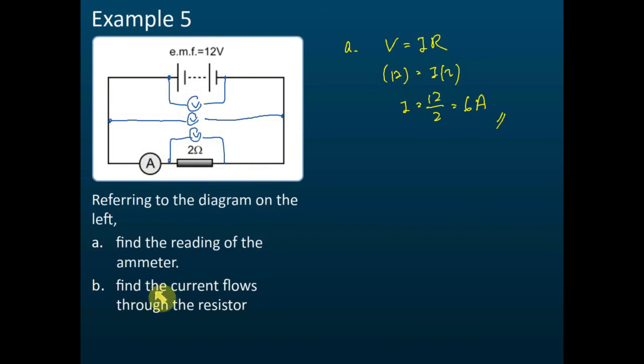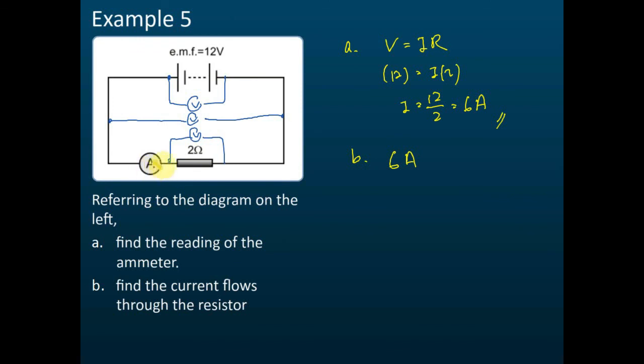Then they want us to find the current that flows through the resistor. So what do you all think? The reading of the ammeter is 6 ampere. So what's the current that flows through the resistor? 6 ampere? Yes, that's correct. Why? Because for a series circuit, from the beginning to the end, the current will be the same. If this is 6 ampere, this must also be 6 ampere here, inside 6 ampere, outside 6 ampere. The reading of the ammeter is 6 ampere, meaning the current here is 6 ampere.